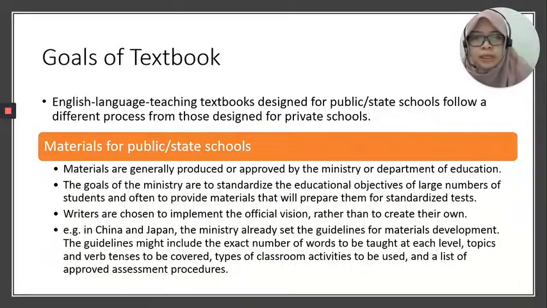The topics and verb tenses to be covered, of course, are stated in the curriculum already, KI and KD. And then types of activities, and a list of approved assessment procedures. Yes, the ministry also has guidelines for the assessment procedures.